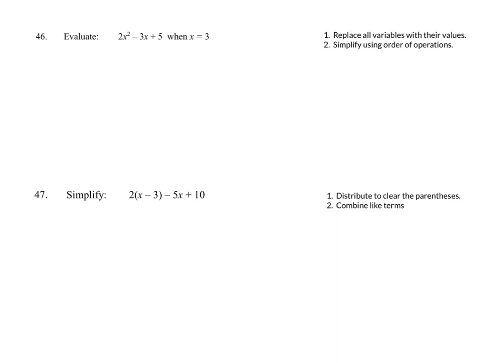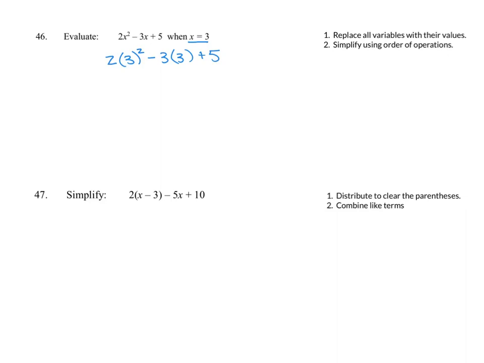So the first thing we're going to look at is evaluating an expression. Remember, we want to replace all variables with their values and then simplify using order of operations. So for instance, when we look at 2x squared minus 3x plus 5, we are told x equals 3. So we're going to replace all of our x's with 3's. We get 2 times 3 squared minus 3 times 3 plus 5.